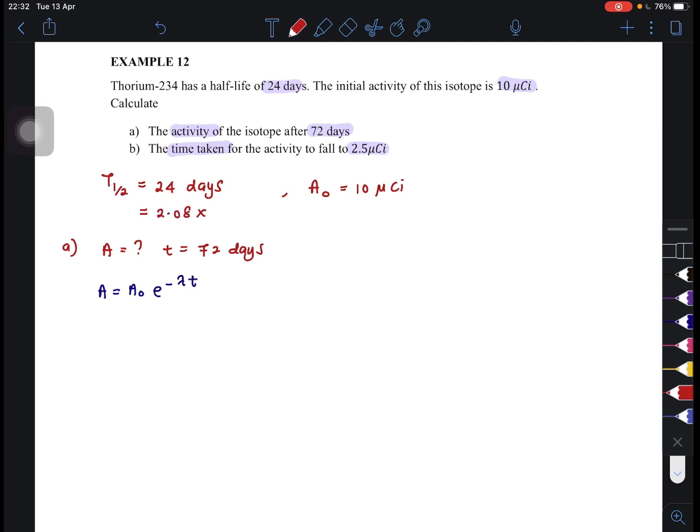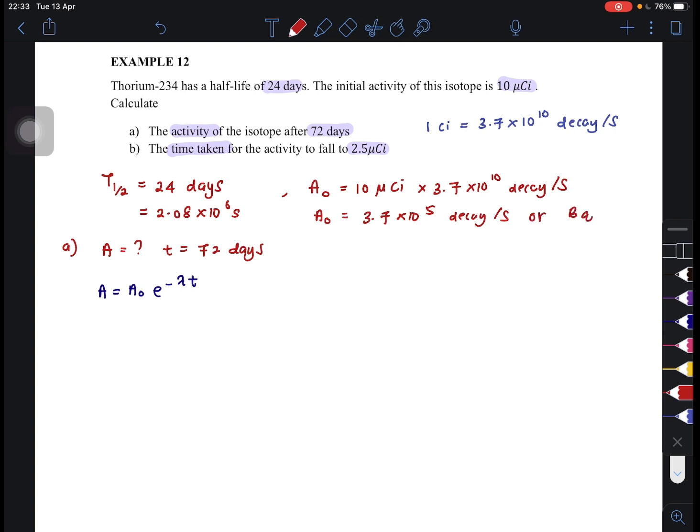sama dengan 2.08 eksponen 6 second. And then this one, A0, convert kepada SI unit, which is kena darab dengan 3.7 eksponen 10 decay per second. Okay, because 1 curie is equal to 3.7 eksponen 10 decay per second. So sama dengan 3.7 eksponen 5 decay per second, ataupun unit lain dia adalah becquerel. And then this one pun kena convert juga kepada second, which is equal to 6.22 eksponen 6 second.